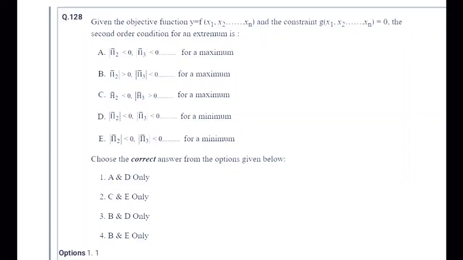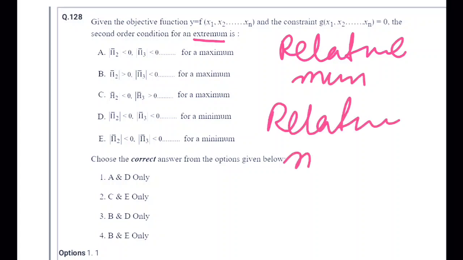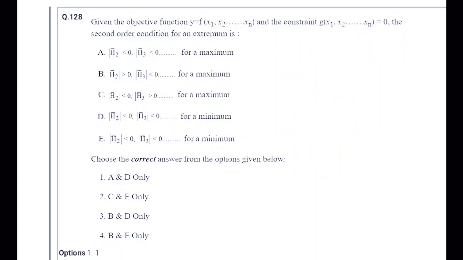Next question is, given the objective function y is equal to f of x1, x2, up to xn and constraint g of x1, x2, up to xn is equal to 0, the second order condition for extremum is we need to find out. So what is extremum? Either we should get a relative minimum, or relative maximum.